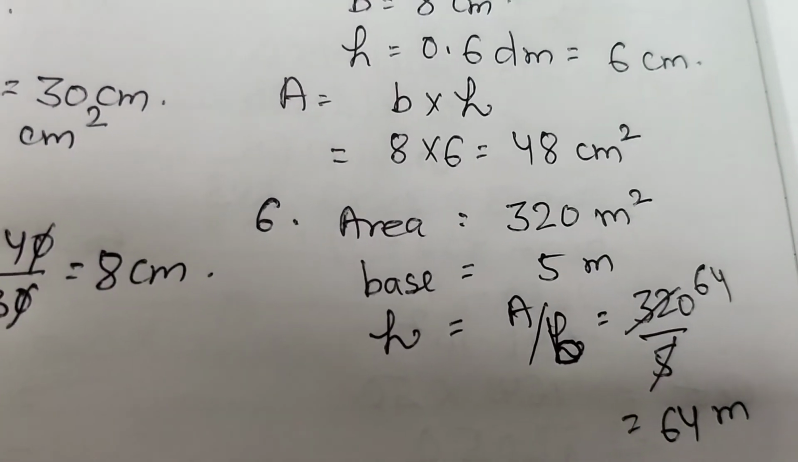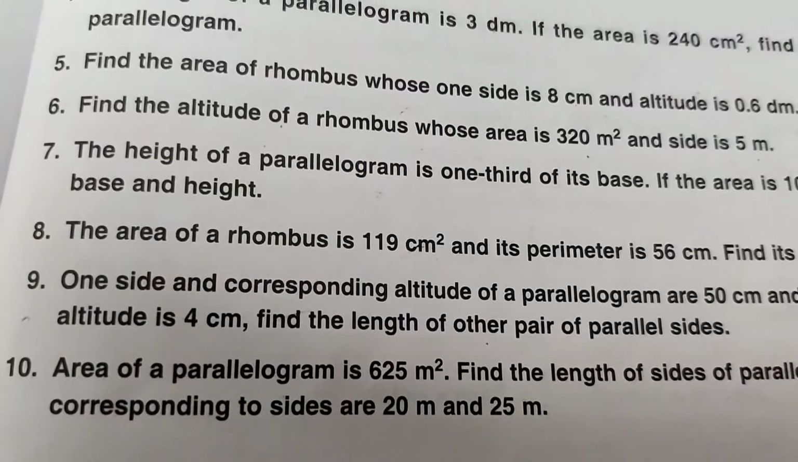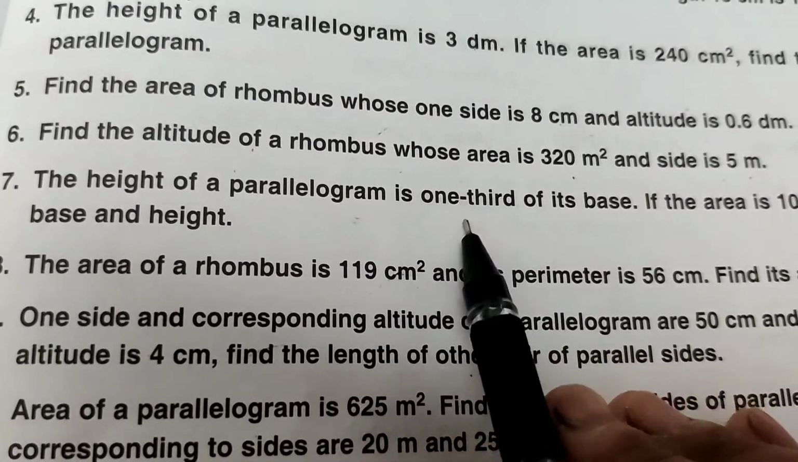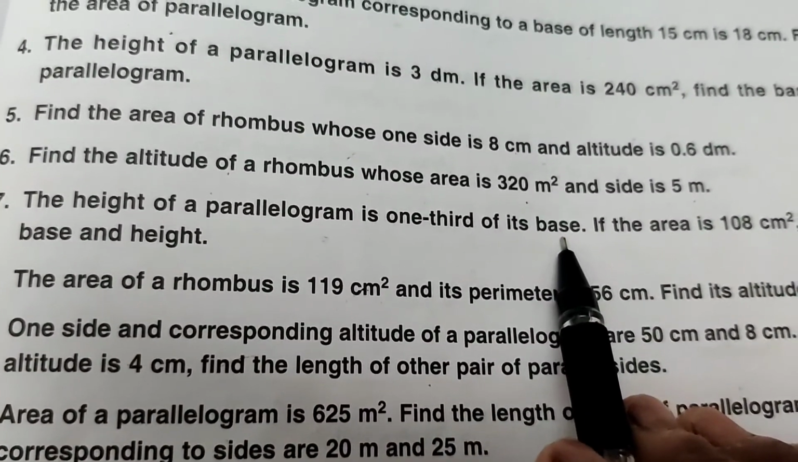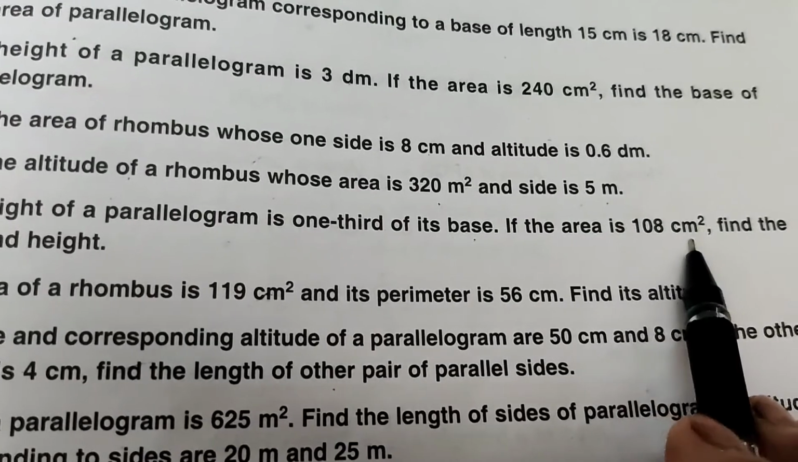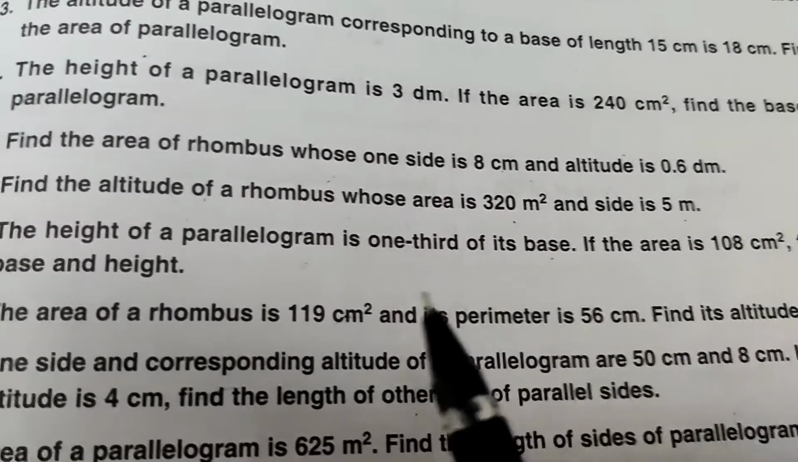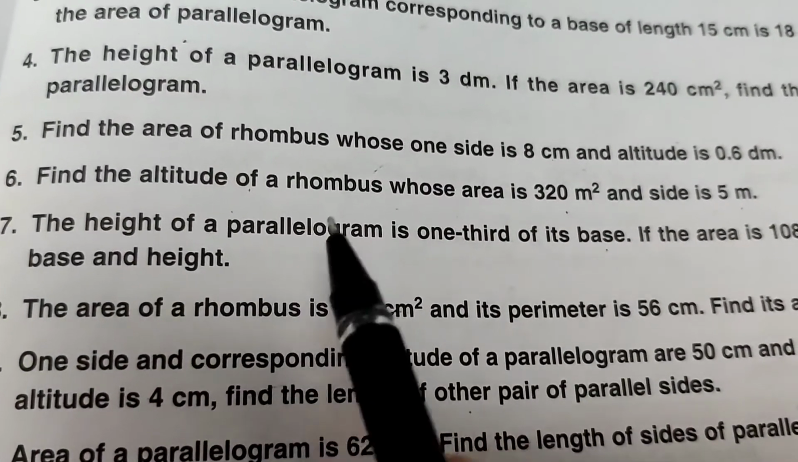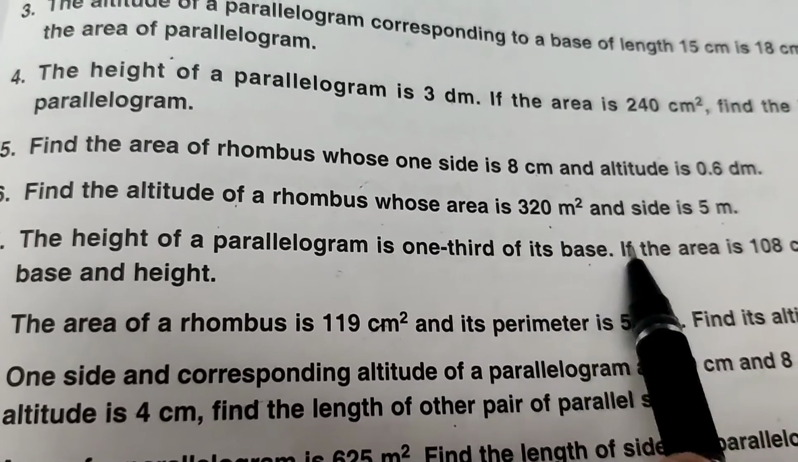Simple questions. Question number 7. The height of a parallelogram is 1/3 of its base. The area is 108 centimeter square. Find the base and height. The height of the parallelogram is 1/3 of the base.